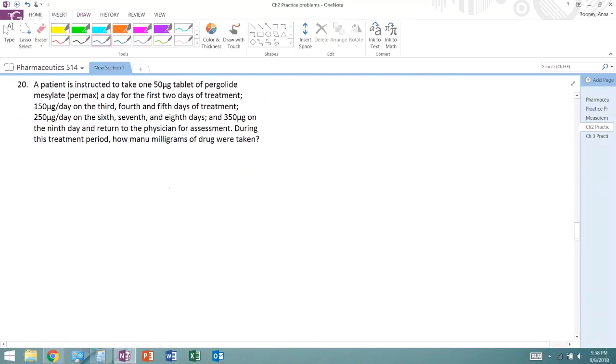All right. A patient is instructed to take 50. Is that micrograms too? I think so. All right, Paxil. All right, for the first 2 days of treatment. So 2 days of treatment, and then 150 micrograms on the 3rd day, 4th and 5th days.